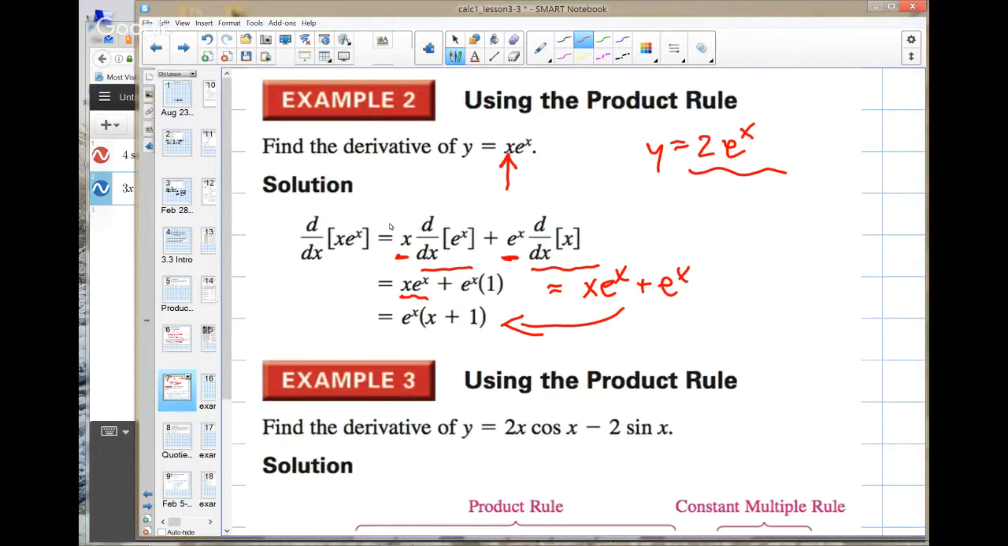This derivative would not have been possible without the product rule. So once again, why are we showing you the product rule? Well, it's necessary, obviously, or we wouldn't make up a rule.